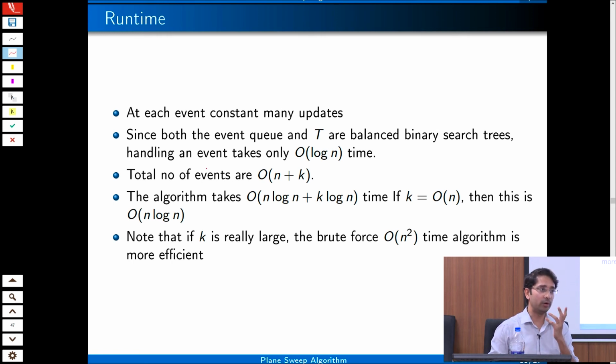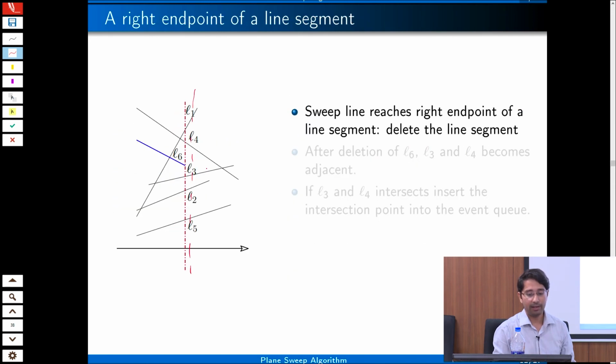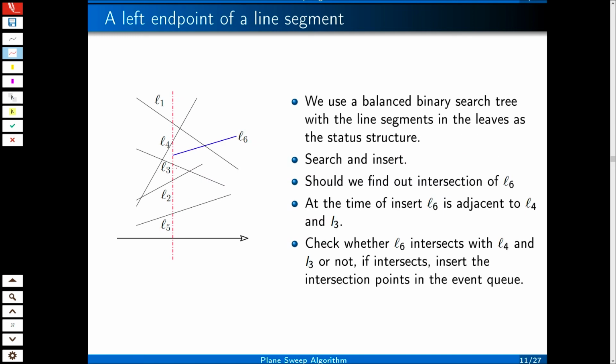How do you insert a number in a binary tree? So there is an ordering here. While inserting, you know that this line has to be inserted between L3 and L4. So you know the ordering of these lines with respect to the sweep line just before that. You know the ordering of the lines here. That's the thing that you are maintaining, right? Now you are at this point.